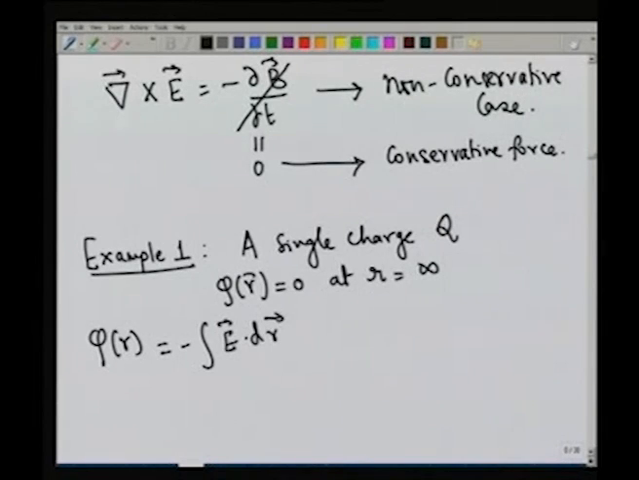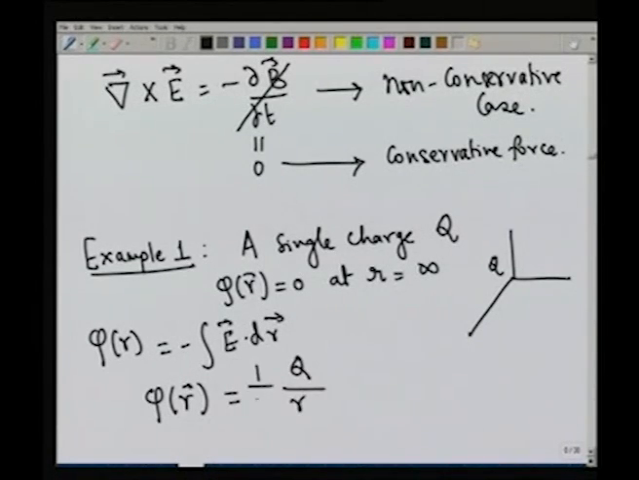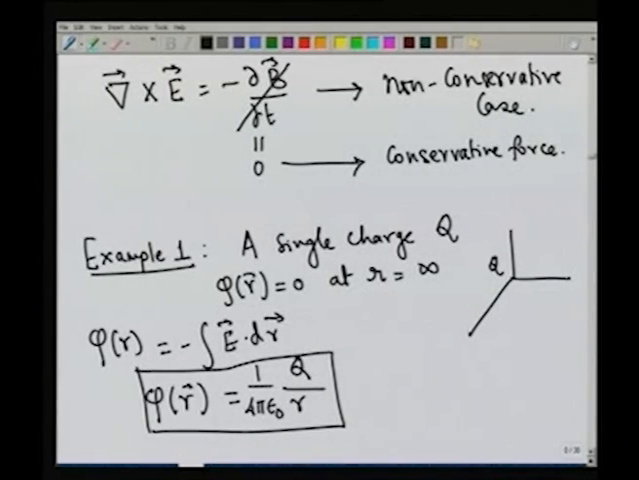We all know what my electric field due to a point charge is. Let me locate the point charge at the origin. Rather, let me choose the origin of my coordinate system at the location of the point charge. So, my q is sitting here. So, if I impose the condition phi of r equal to 0 at r equal to infinity, I simply get phi of r is equal to q by r with a factor of 1 over 4 pi epsilon naught. This is what I have. So, I have phi of r is given by 1 over 4 pi epsilon naught q by r.